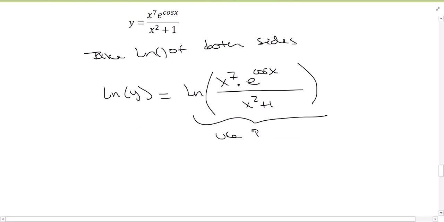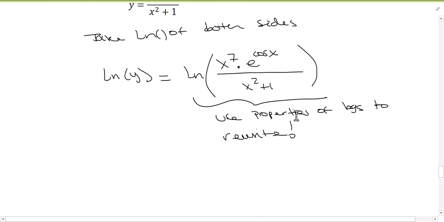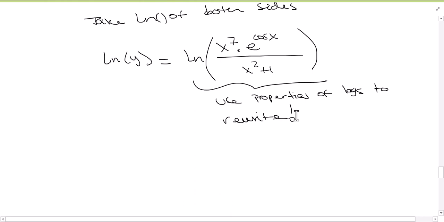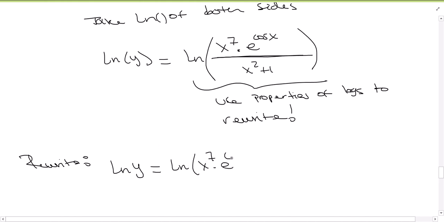So now we're going to use properties of logs to rewrite, which is going to be much nicer than taking that quotient rule embedded with the product rule embedded with the chain rule. So I'm going to take the derivative after I'm done rewriting. So now let's rewrite. The left side stays ln of y. The right side, now I have the division, so this is going to be the ln of x to the 7th times e to the cosine x minus the ln of x squared plus 1.